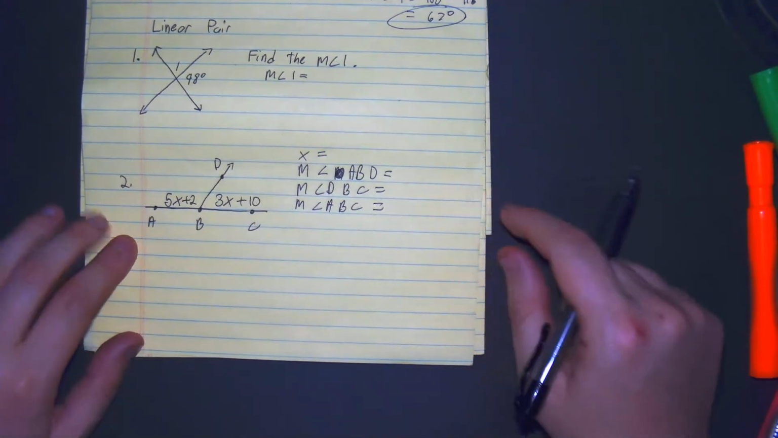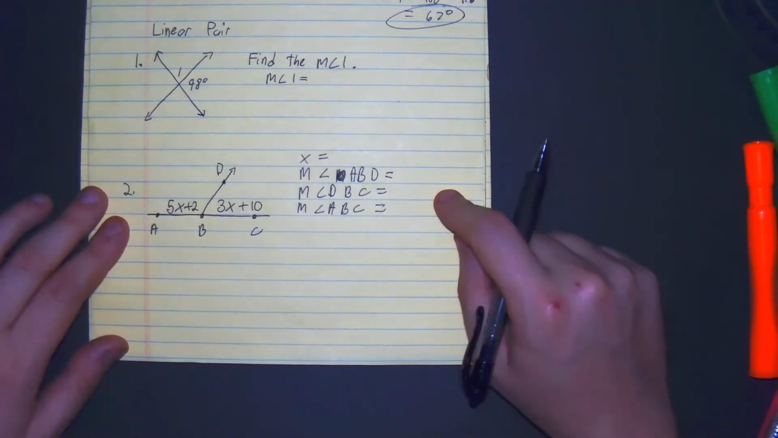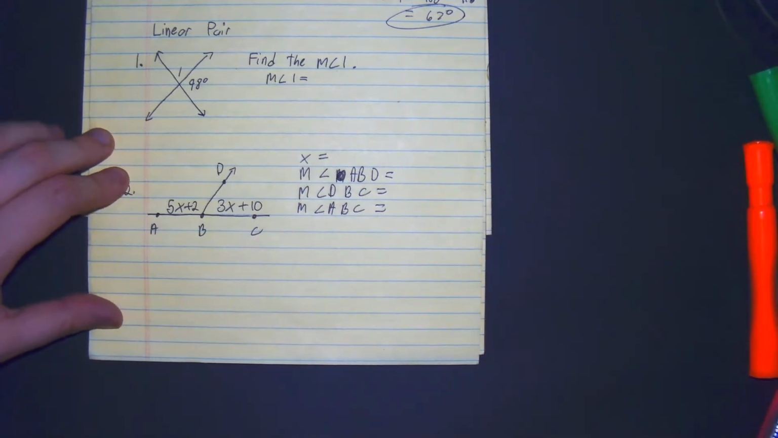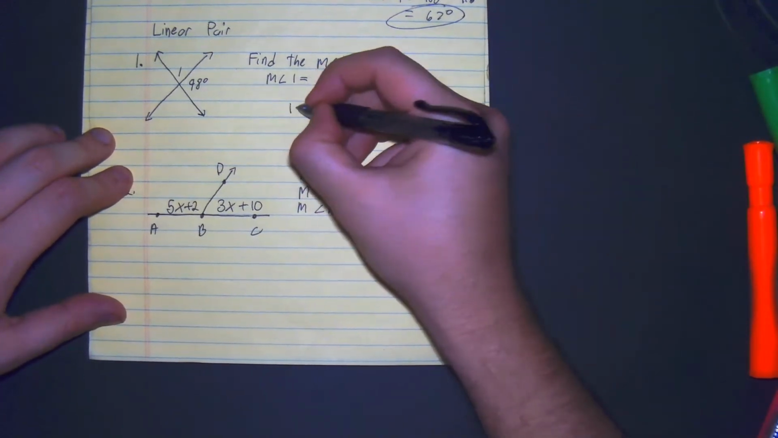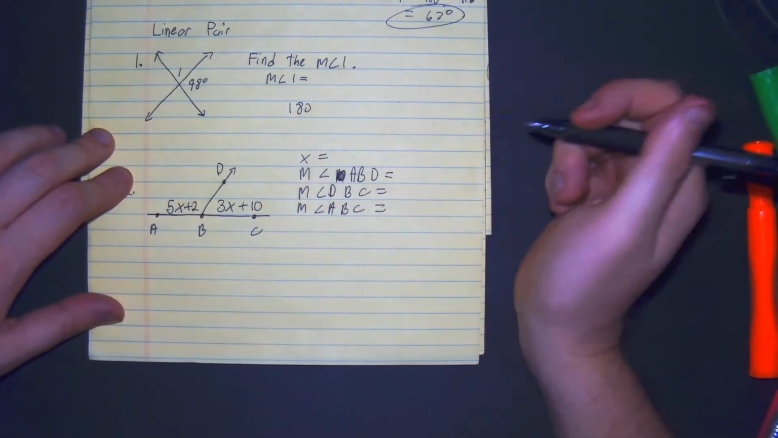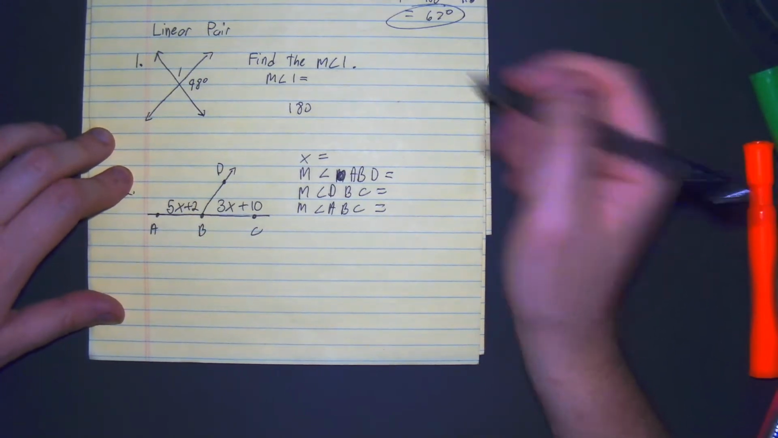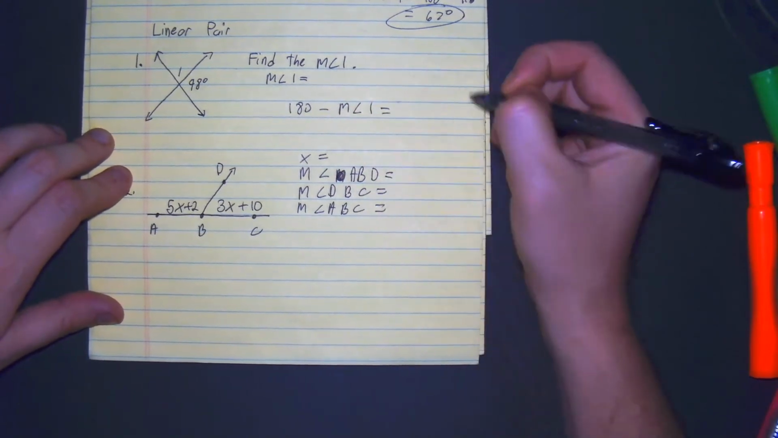Linear pair just means it creates a line. They're supplementary to each other. So the way we're going to go about this is we have a straight line. We want to find the measure of angle 1. We have the following: 180 degrees is our straight line.